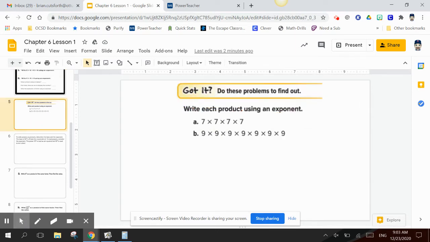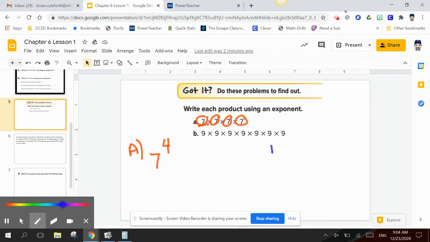So we're going to write each product as an exponent. So when I look at letter A, it tells me 7 times 7 times 7 times 7. Well, what number is being multiplied? That would be 7. How many times is it being multiplied? 1, 2, 3, 4. It's being multiplied 4 times, so that is its power. And it's 7 to the 4th power.